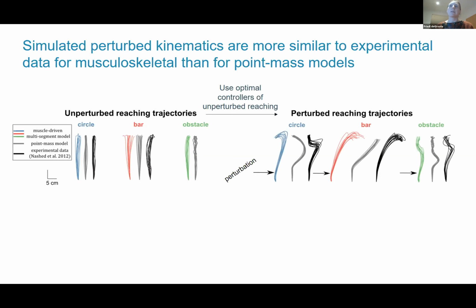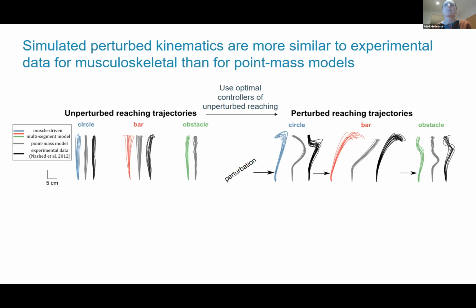But Nashed et al. also analyzed the response to perturbations, and we thus also performed simulations of perturbed reaching by performing forward simulations under the optimal control policy. Simulations of perturbed reaching trajectories based on the musculoskeletal model, in color, are in better agreement with the experimental data, in black, than those based on the point mass model, in gray. In agreement with the experimental data, the musculoskeletal model predicts later corrections than the point mass model. The musculoskeletal model also predicts an overshoot, which in the bar condition is strikingly similar to the experimental data.